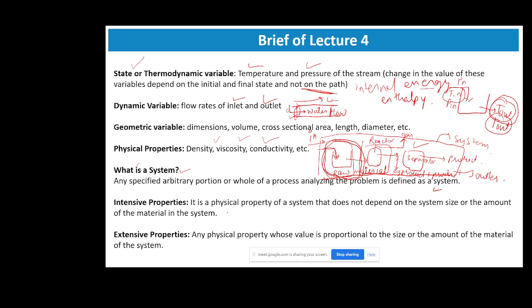Now, intensive properties are the physical properties of any system or of any material which do not depend on the amount of material present in the system. Say, for example, temperature. If you have some liquid filled in a reactor and you are mixing it, the temperature of the entire liquid in the reactor will be constant. This temperature will not depend on how much liquid is present. So this temperature is an intensive property.